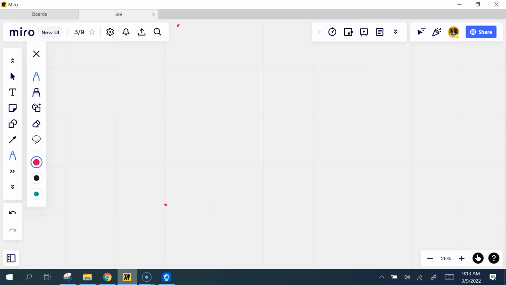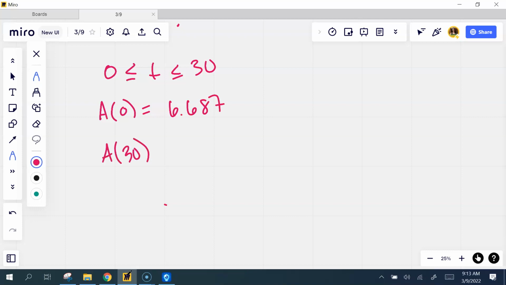Find the average rate of change of A of T over the interval 0 to 30 and indicate the units of measure. If I need slope from 0 to 30, I need 2 points, so I find A of 0. Again, this is a calculator problem, so I literally wrote A of 0 equals 6.687. I don't have to show any work for that. I use my calculator to do that. A of 30, I did write this one, but it's not really necessary.